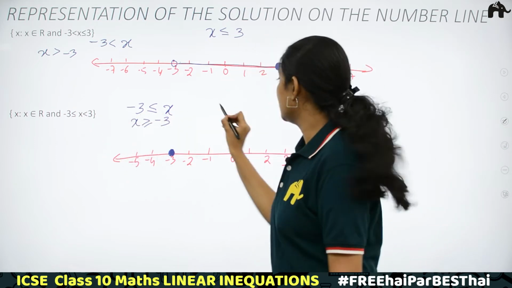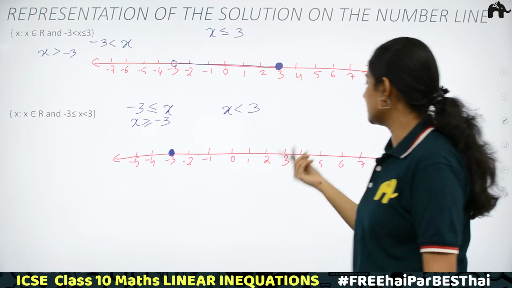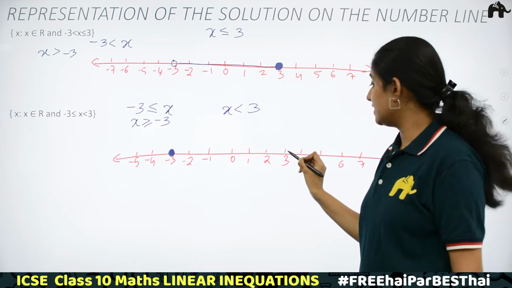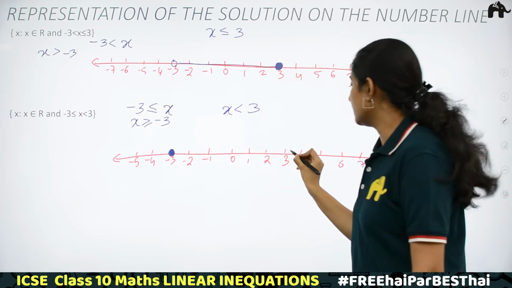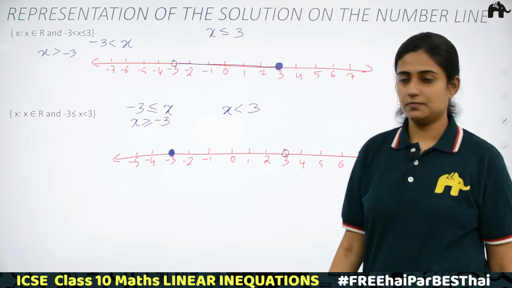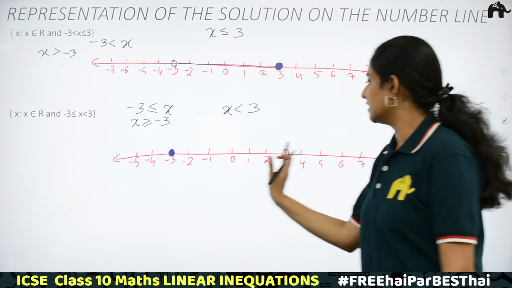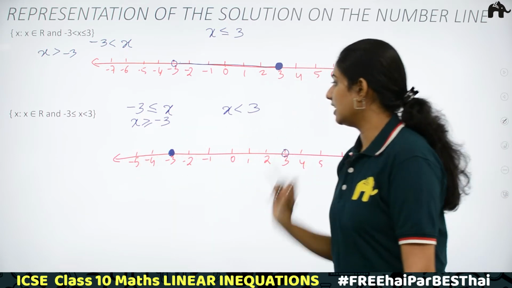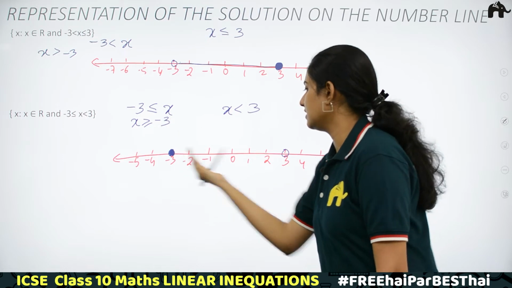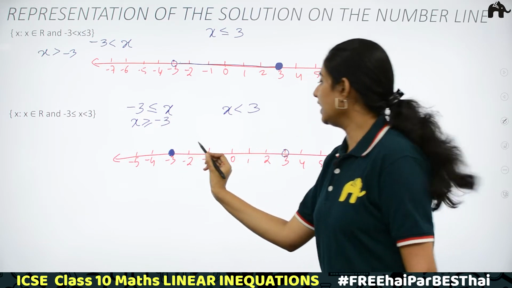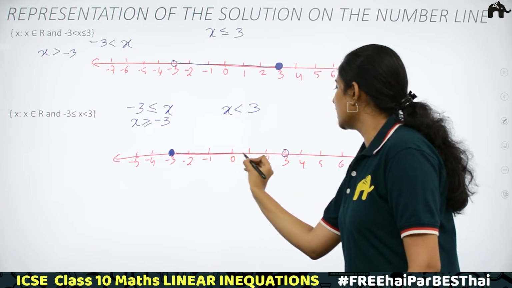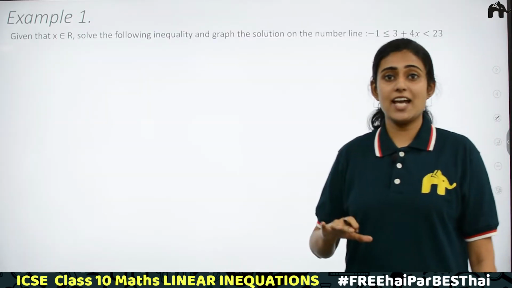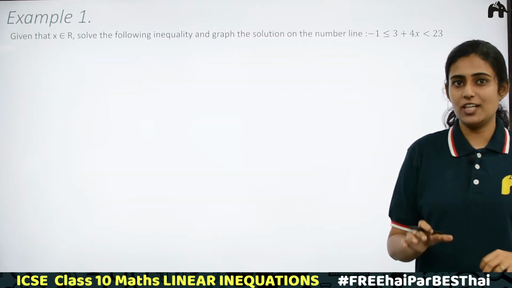Now the second condition. X less than 3. Find positive 3. Here we have positive 3. 3 should not be included. Therefore, use a hollow circle. Values of x less than 3, this part. Now check both the conditions. X greater than or equal to minus 3, this part. X less than 3, this part. This is our solution region. Clear?